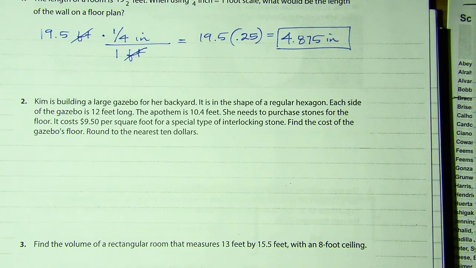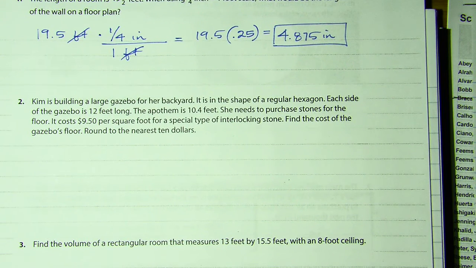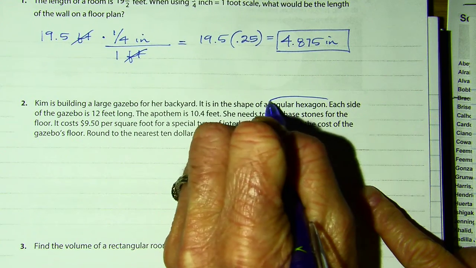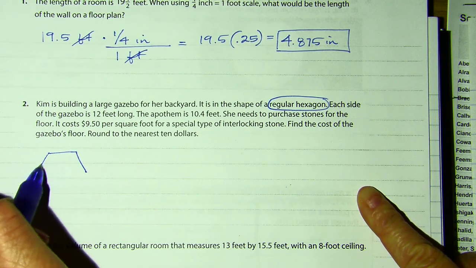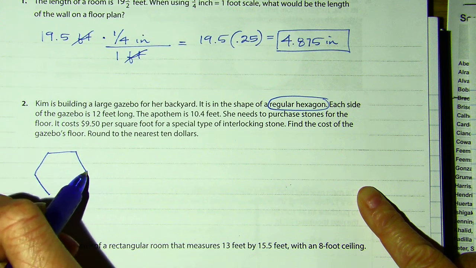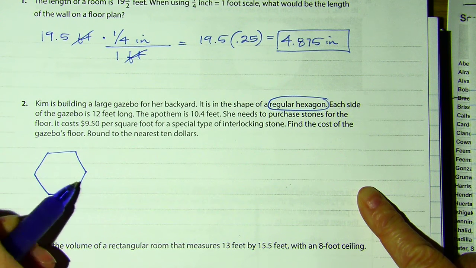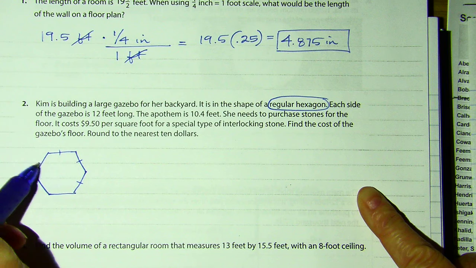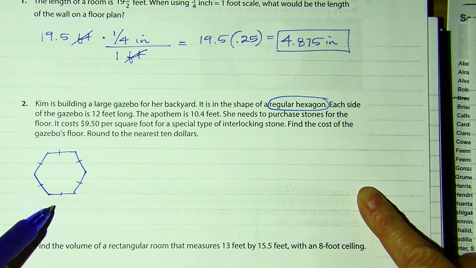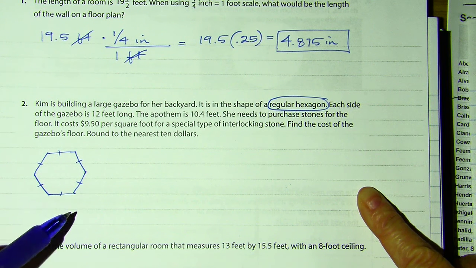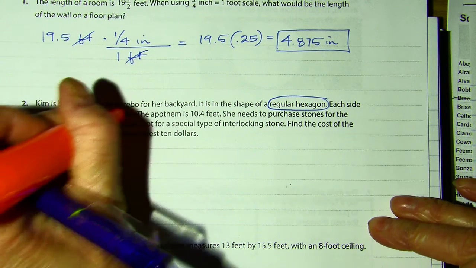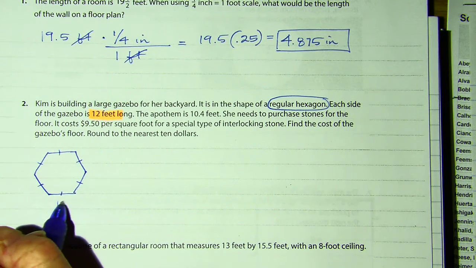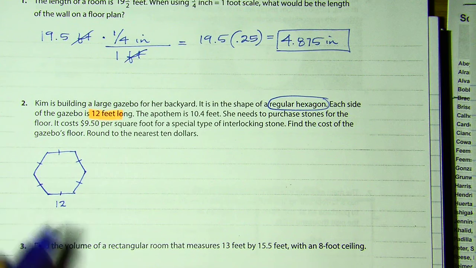Moving on, number two, Kim is building a large gazebo for her backyard. It's the shape of a regular hexagon. Regular means that all 6 sides of the hexagon are the same length. So if this was 5 foot, they'd all be 5 feet long. But in this particular hexagon, each side is 12 feet. So I know that this side is 12, this is 12, 12, 12, all the way around.